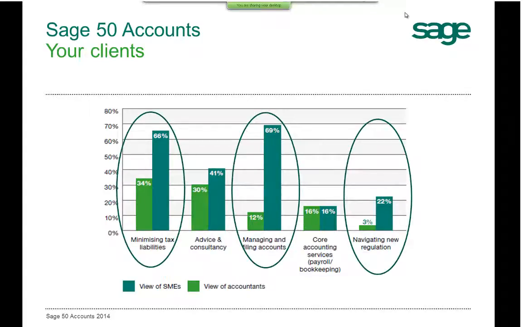Minimising tax liabilities: your clients want more support from you in this area. They want more advice and consultancy, and more support around managing and filing of the accounts. They want more around navigating new regulations. There have been a lot of changes recently with the introduction of real-time reporting for payroll, and then the next big thing coming clients' way is automatic enrolment for pensions, which is a lot more complex and has a lot more mandated as part of it.